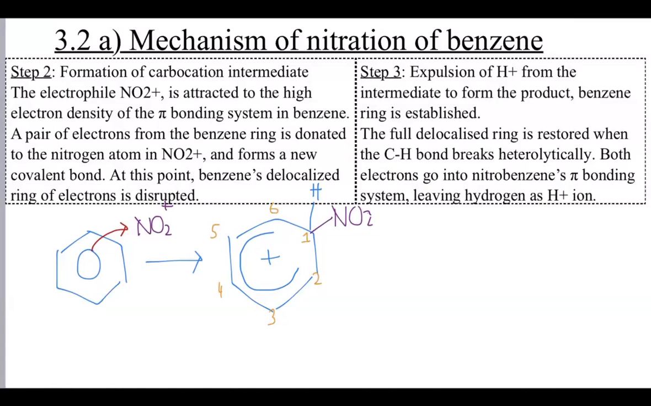That carbon-hydrogen bond breaks, and a pair of electrons is donated to the positively charged, broken delocalized system. The hydrogen is released as H+. The delocalized system is restored, and then there's your NO2. So that's your nitrobenzene. Please read the description as you go along.